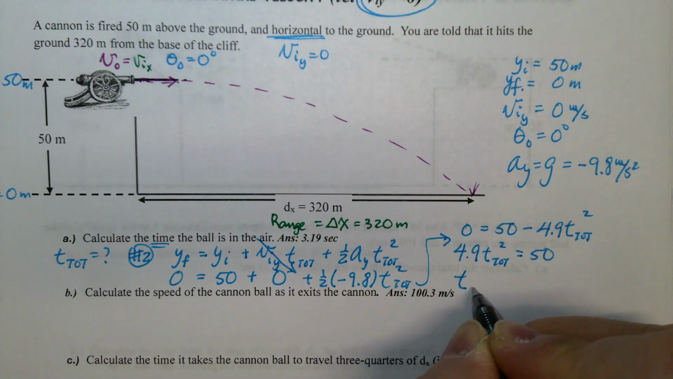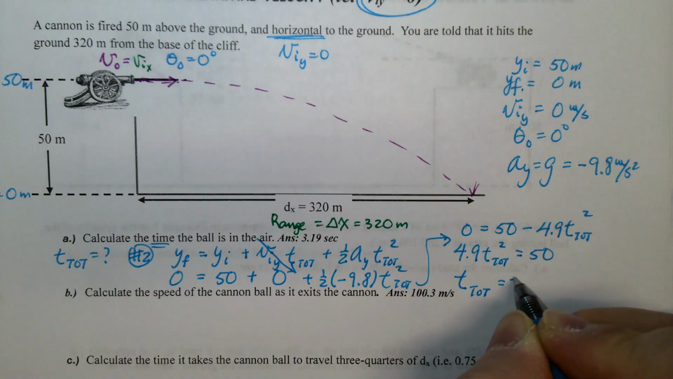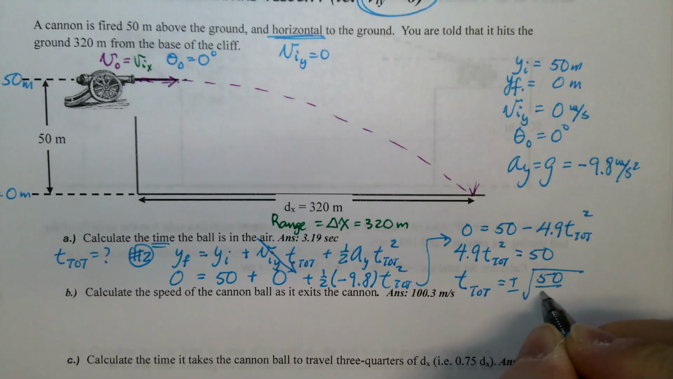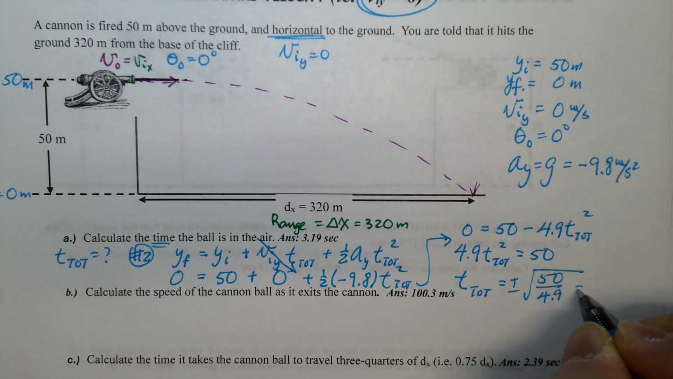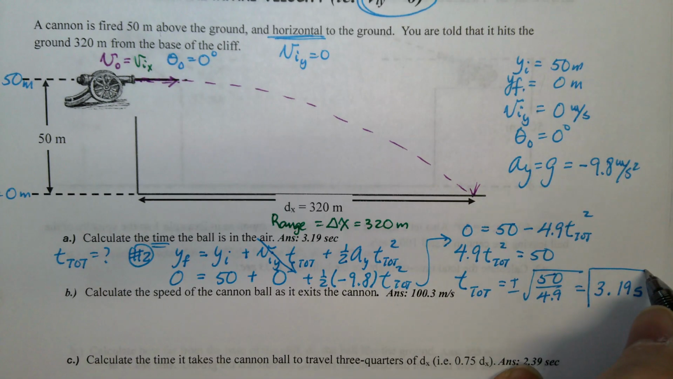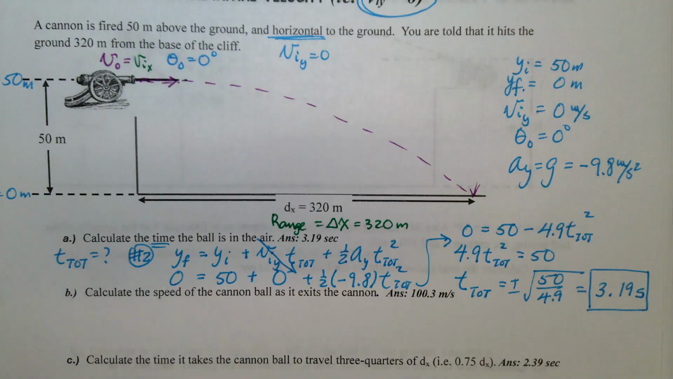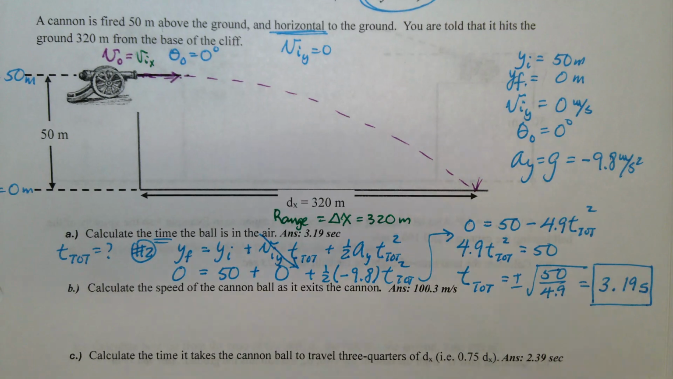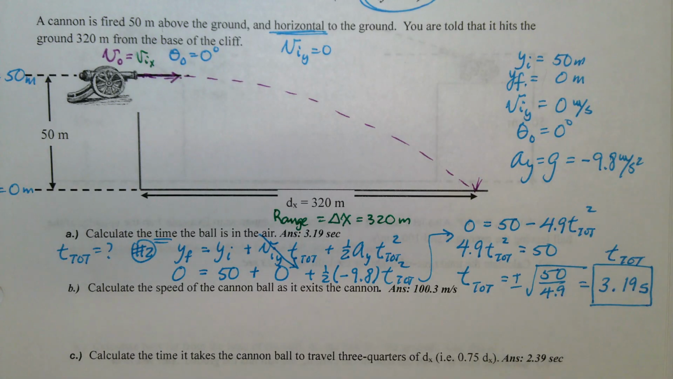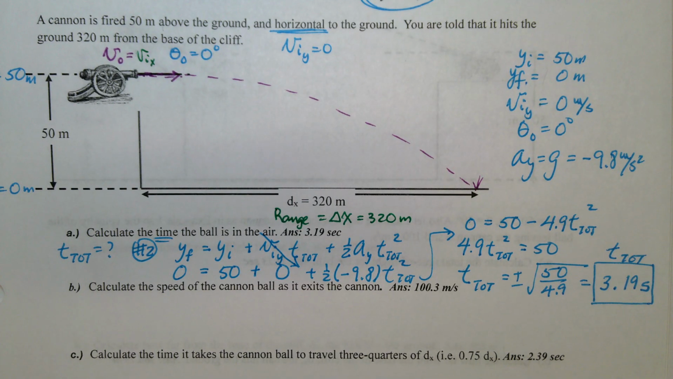So T total is equal to plus or minus square root of 50 over 4.9, and that comes out to, right, 3.19 seconds. Obviously it's positive or negative, but you're going to pick the positive time. So this is T total. Okay, that's the total time that the cannonball is up in the air.